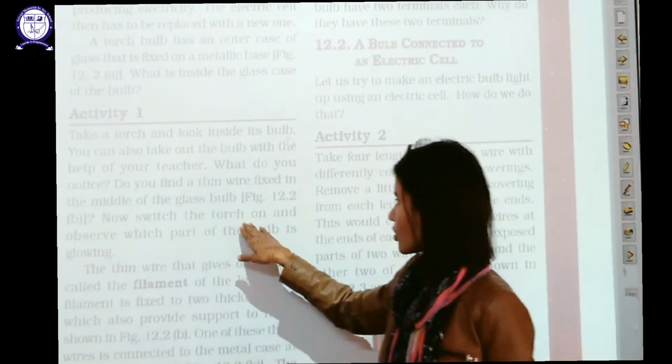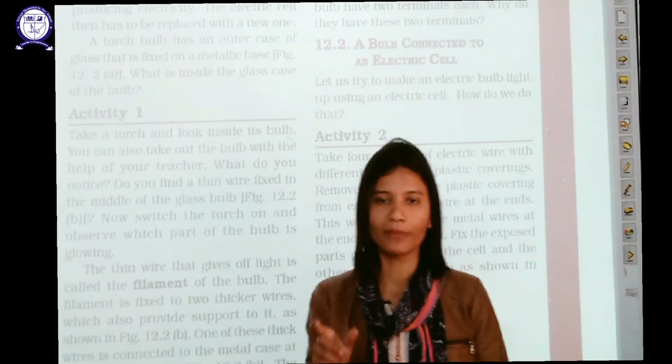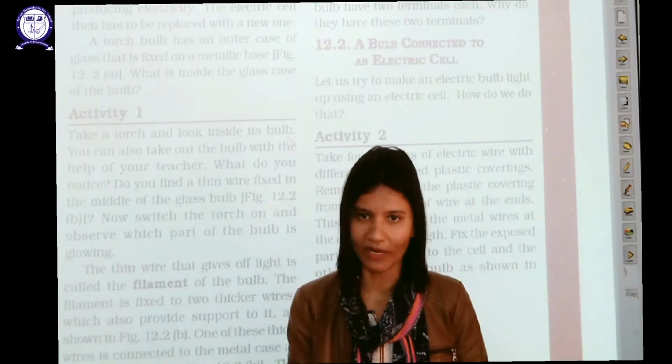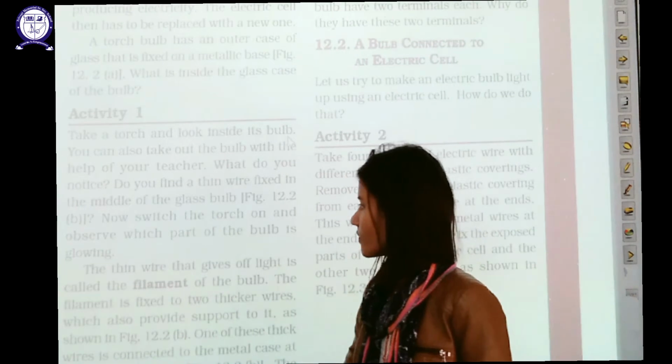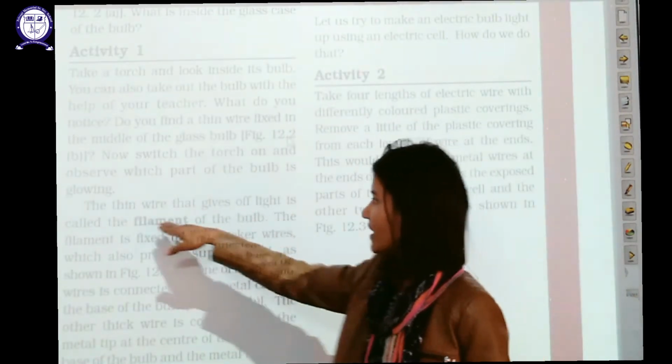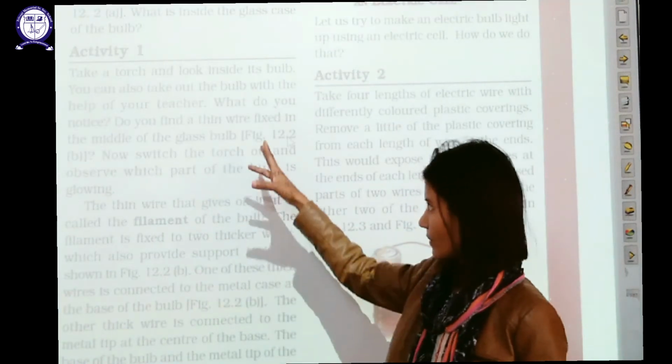Now switch the torch on and observe which part of the bulb is glowing. Only that part of the bulb is glowing, and that part is known as the filament. The filament of the bulb is made up of tungsten. The thin wire that gives off light is called the filament. Only that part lights up when we switch on the torch.